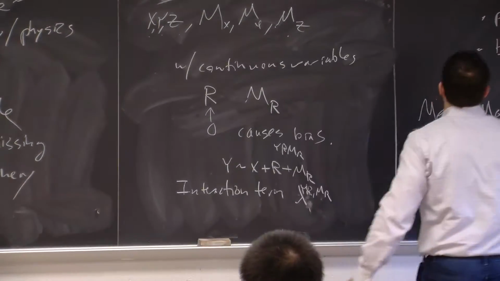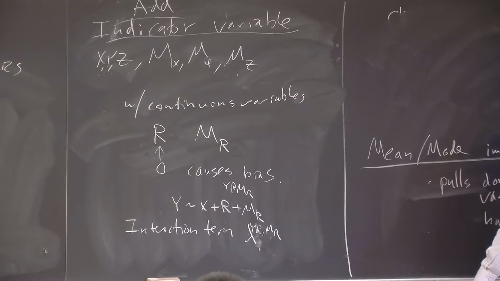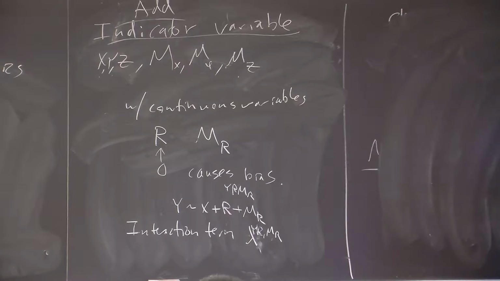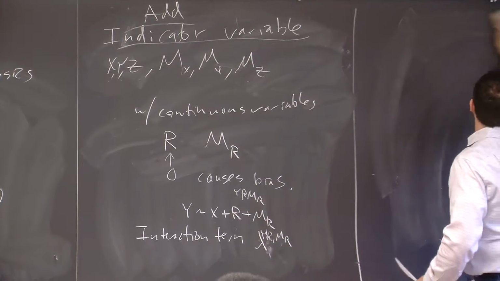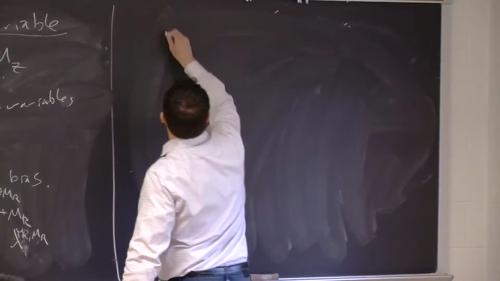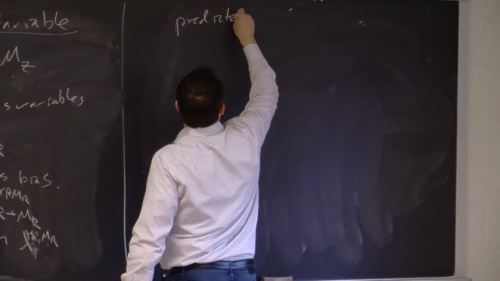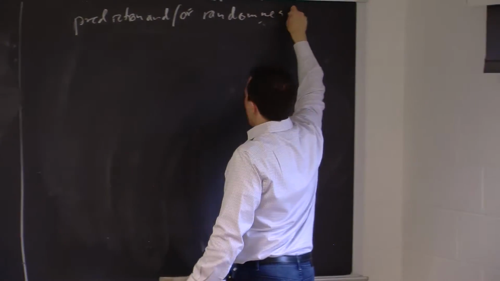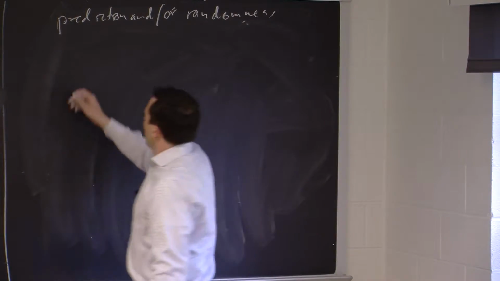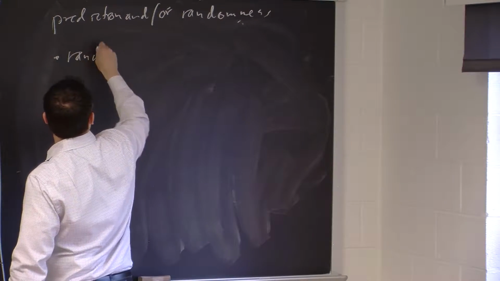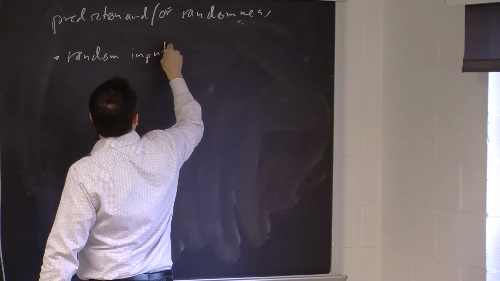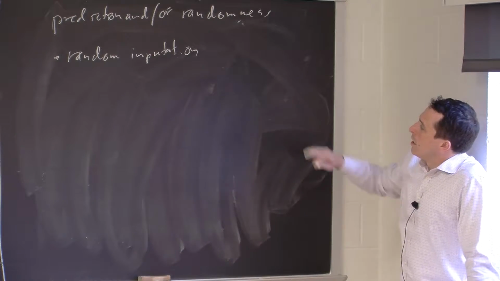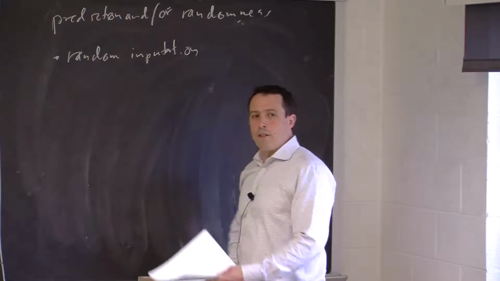Okay, so another strategy, and this is going to lead to some other interesting things, is to do some kind of prediction and/or randomness. On the side of randomness, this is one of those things that's pretty easy to do, and it's good to do for a sensitivity analysis. You have a whole bunch of cases.